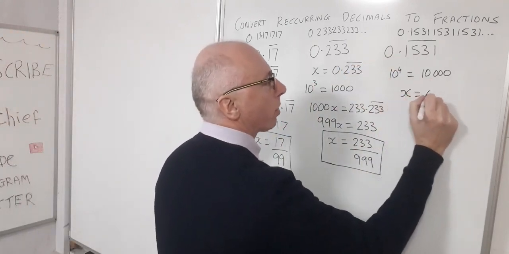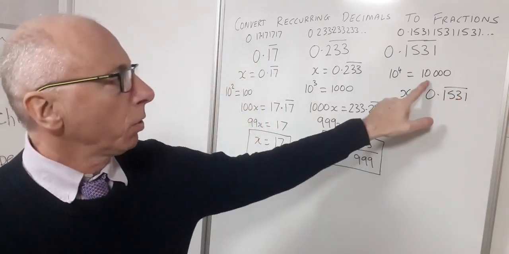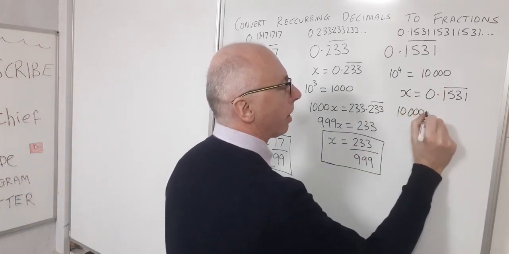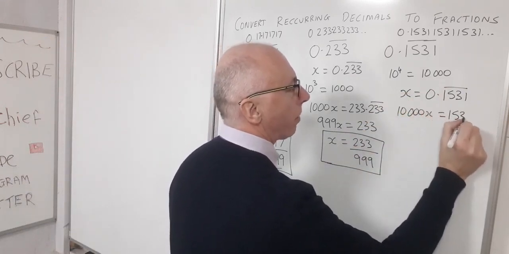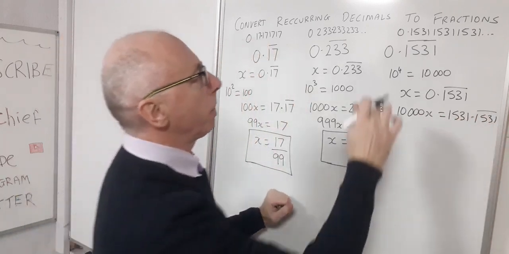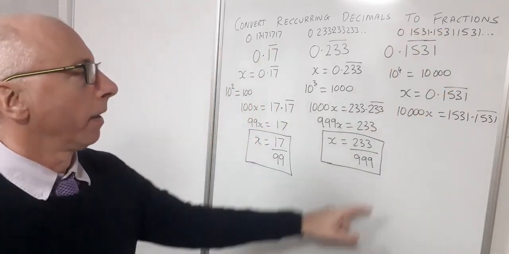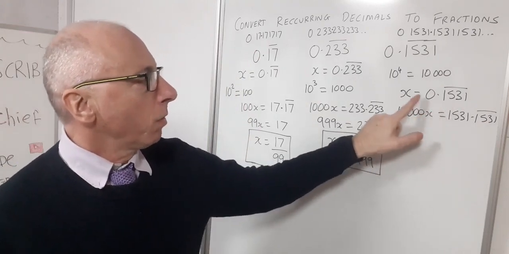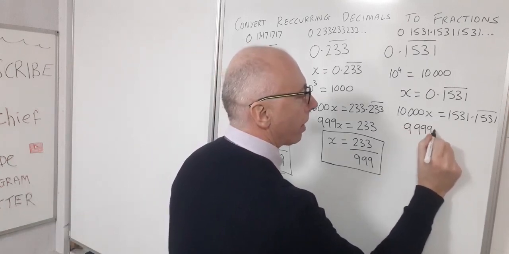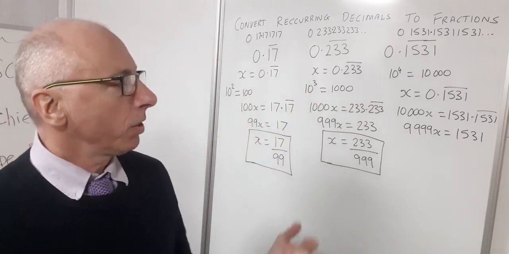So x equals 0.1531 recurring. Multiply by 10,000. So 10,000x equals 1531.1531 recurring. That will be just the same as moving our decimal point to this part. Now 0.1531 recurring is our x, so we can subtract that from both sides. 9,999x equals 1531.